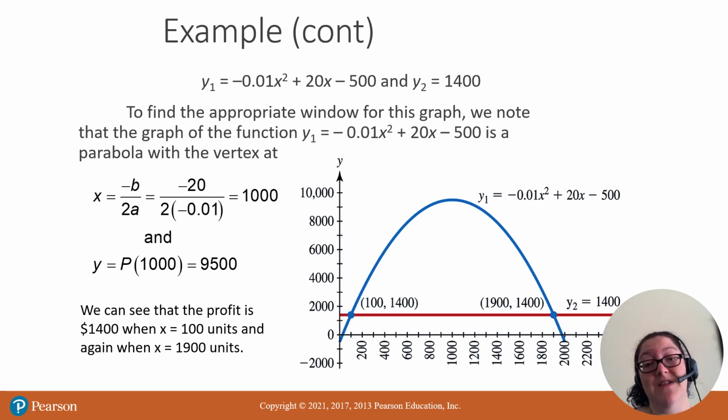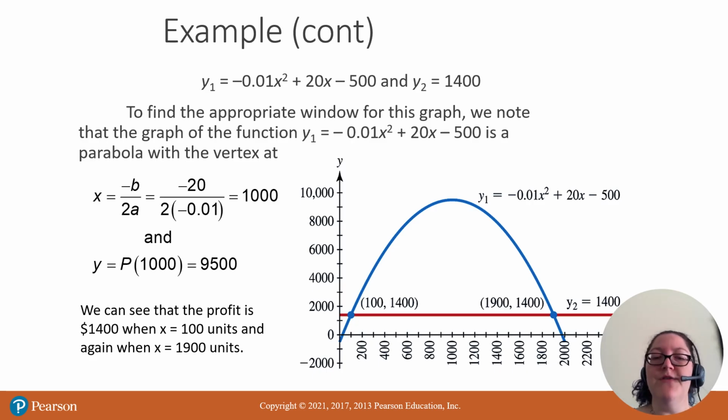So how about 10,000? And then because I know my X value of the vertex is pretty much 1,000, I'm going to need to make sure that I'm going from at least 0 to something above 2,000. And it doesn't have to be much above 2,000, but just that idea to kind of help you out there.